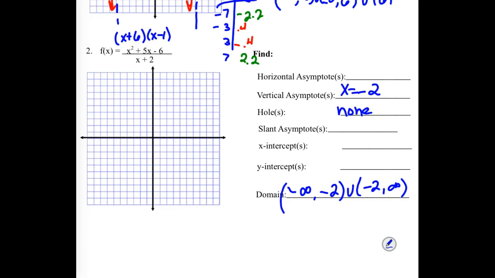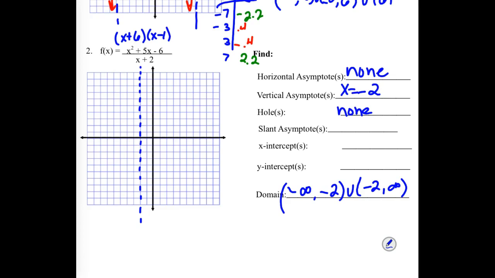All right. So we know we have a vertical asymptote at negative 2. Do we have any horizontal asymptotes? If you look at the degree, the top degree is bigger, which tells me no horizontal. Do we have a slant? A slant asymptote. If the top is exactly 1 bigger, we have a slant asymptote.